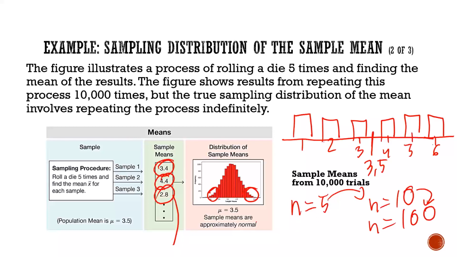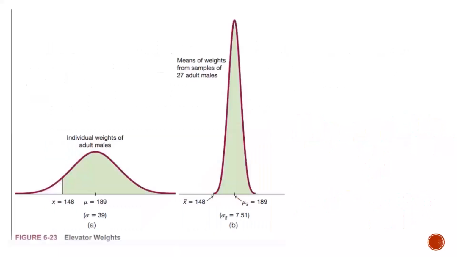As n increases, this distribution will become more normal, and more narrow. But it will still stay bell-shaped. I actually have a pretty good example of one later that we'll do numerically. But here's an example.